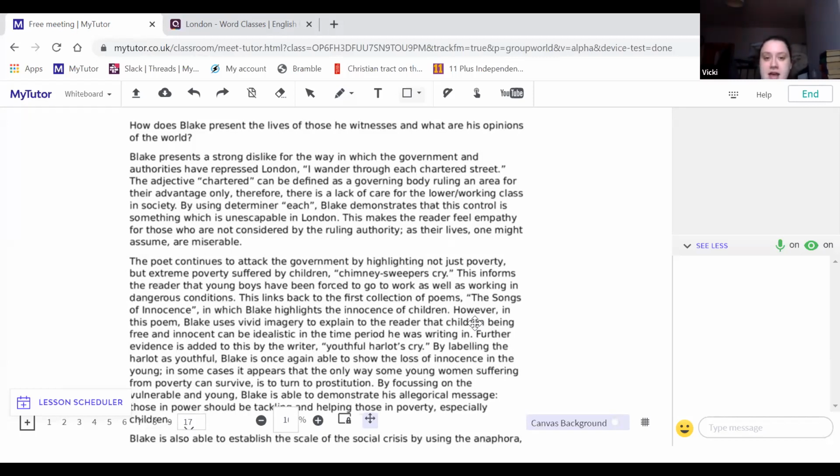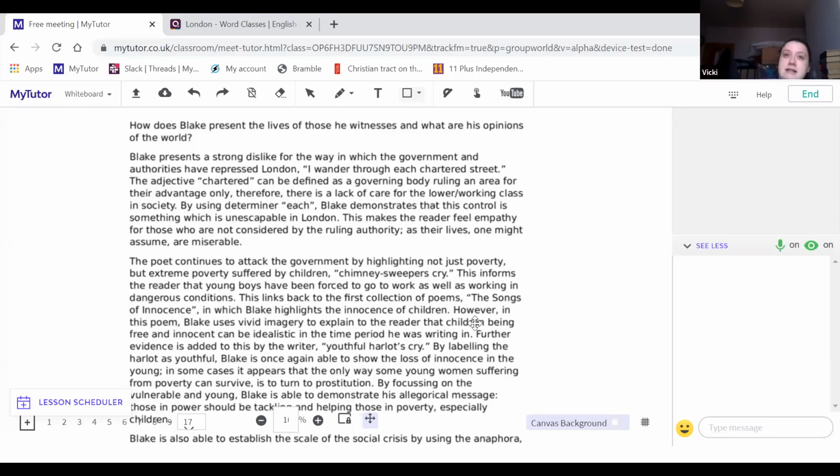Therefore, there is a lack of care for the lower working class in society. By using the determiner "each", Blake demonstrates that the control is something which is inescapable in London. This makes the reader feel empathy for those who are not considered by the ruling authority, as their lives, one might assume, are miserable. So I've given a relatively political point, then some evidence, looked into it in a little bit more detail, and then looked at the takeaway points.